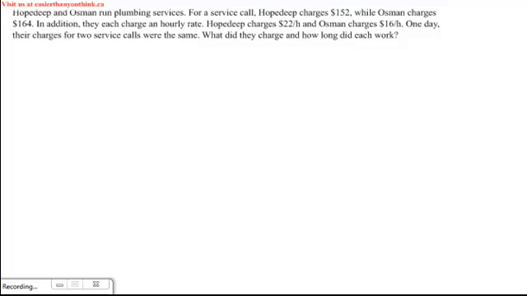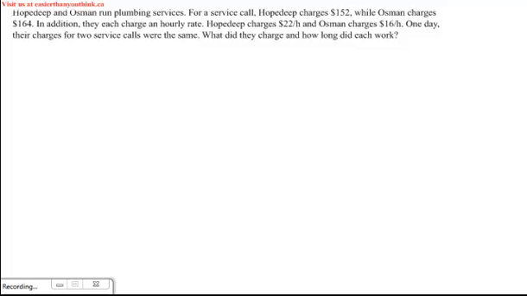What you have to do is to find how long each one of these people worked. So first of all, we know that Hope charges $152, which is your initial pay, okay? And this is the y-intercept.